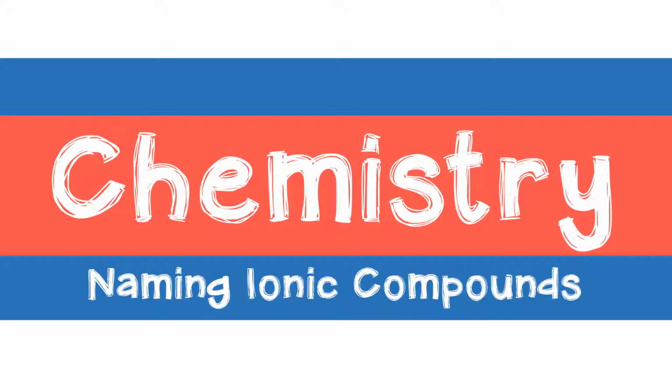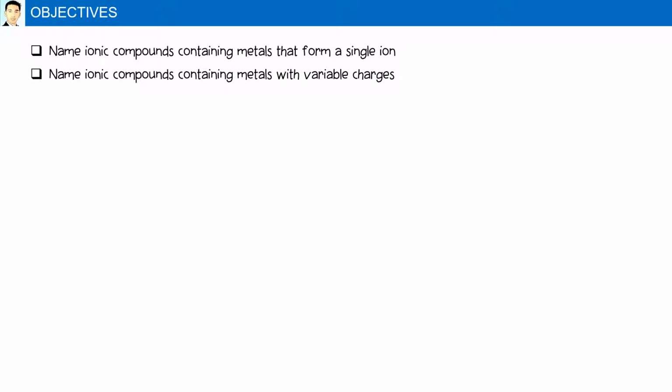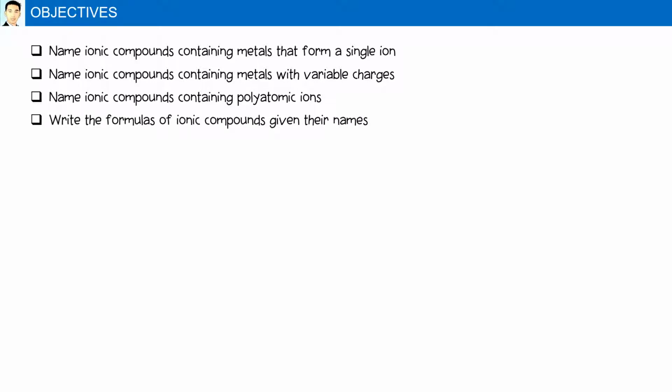Naming ionic compounds. Objectives. Name ionic compounds containing metals that form a single ion. Name ionic compounds containing metals with variable charges. Name ionic compounds containing polyatomic ions. And write the formulas of ionic compounds given their names.